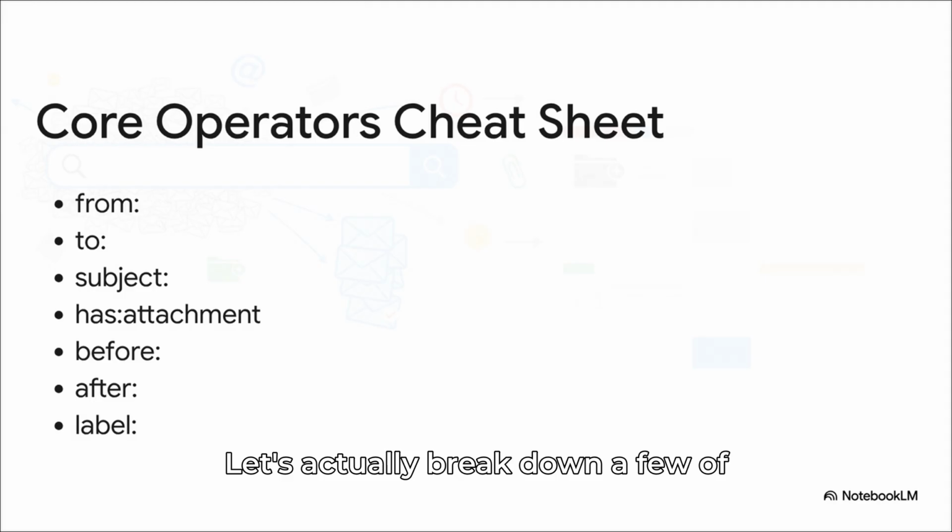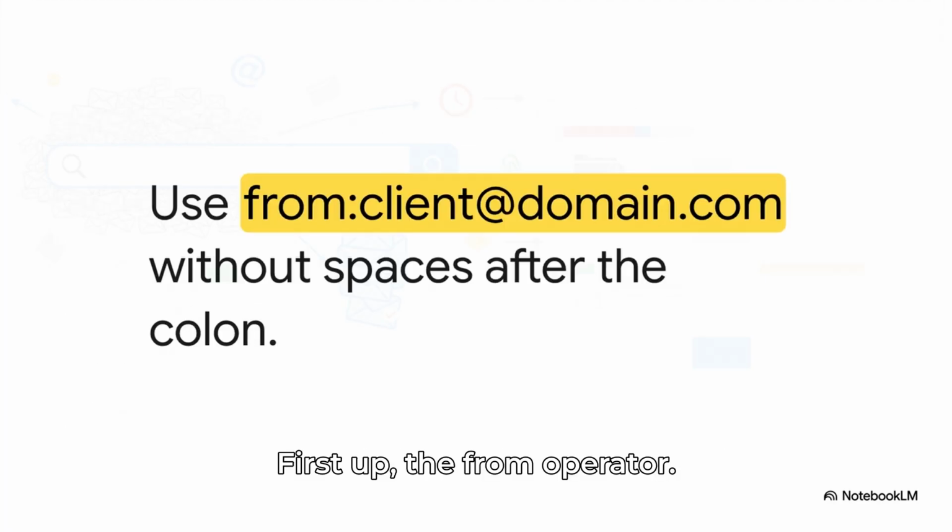Let's actually break down a few of the heavy hitters. First up, the from operator. You type from, then a colon, and then the email address. But here is the absolutely crucial part. No spaces after the colon. Literally none. If you type from, colon, space, and then the client, it just won't work. Formatting it exactly like this, simulating typing directly into that search bar, instantly zooms you in on everything sent by that specific client.